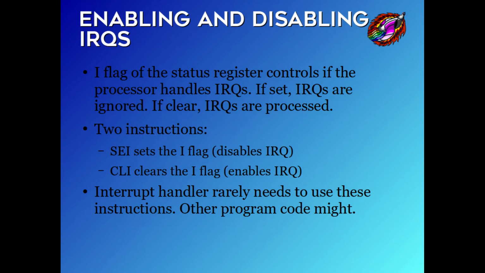Where you might use these instructions, however, is in the main program. If you've got some sort of critical operation happening that might take a couple of instructions, and you need to prevent interrupts from happening there, SEI is what you'd use. You'd use SEI, do this critical behavior, and then do CLI to go back to processing interrupts. So it's typically called by the main program that's running.